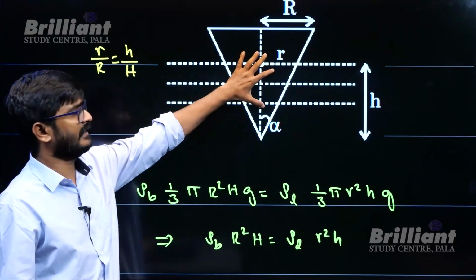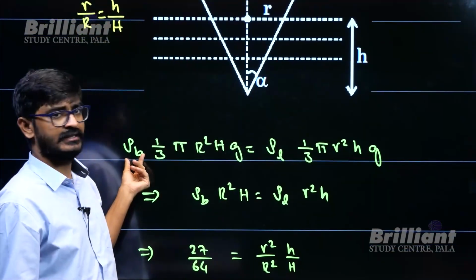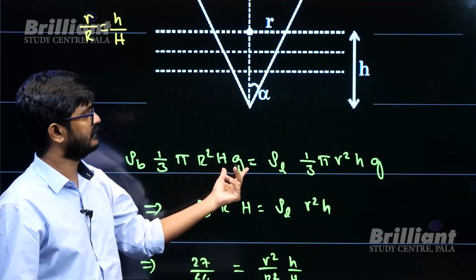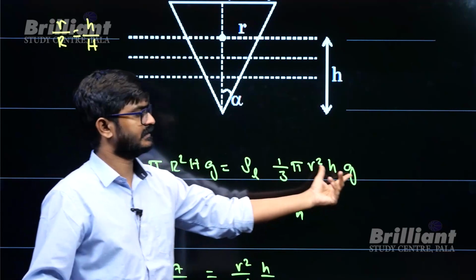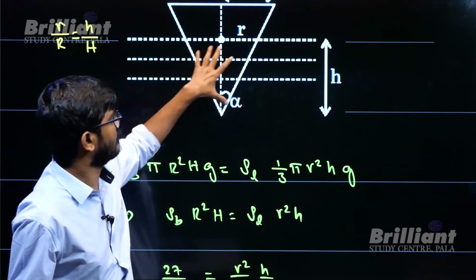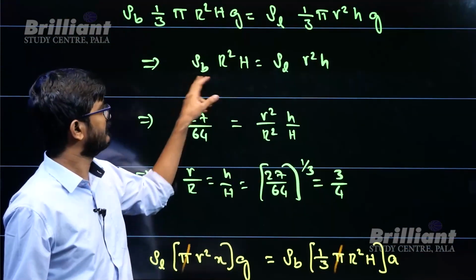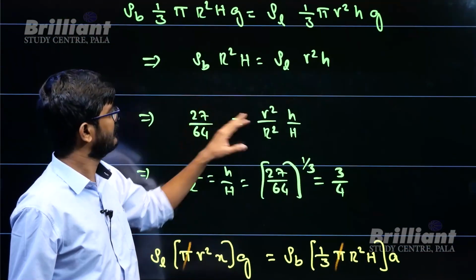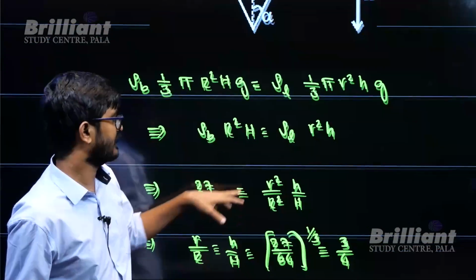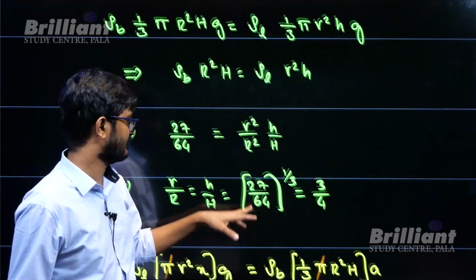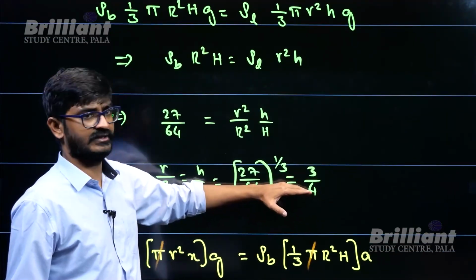Now, when it is in equilibrium, weight is balanced by buoyancy. Weight is density of the body into volume of the body into g, balanced by buoyancy. Buoyancy is density of the liquid into volume submerged into g. Volume submerged is only this small cone, total volume is the big cone. From here you will get this value. Now, small r by capital R is the same as small h by capital H, so I can get the small r by capital R value or small h by capital H value from here. Till here it is fine. Why we are doing this, we will understand later.